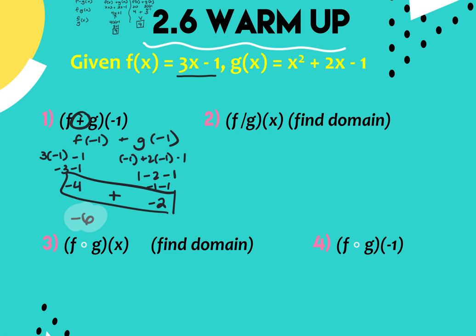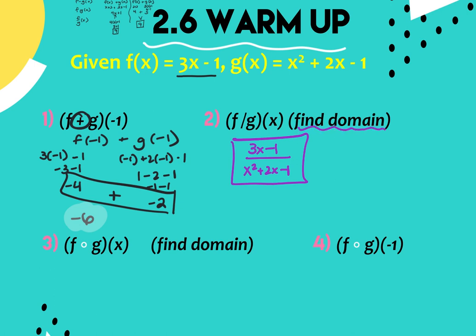For number 2, it says to find the domain. We'll find f over g of x and then find the domain. So put f on the top. 3x minus 1 would go on the top. g of x would go on the bottom: x squared plus 2x minus 1. That is the first part, f over g of x.